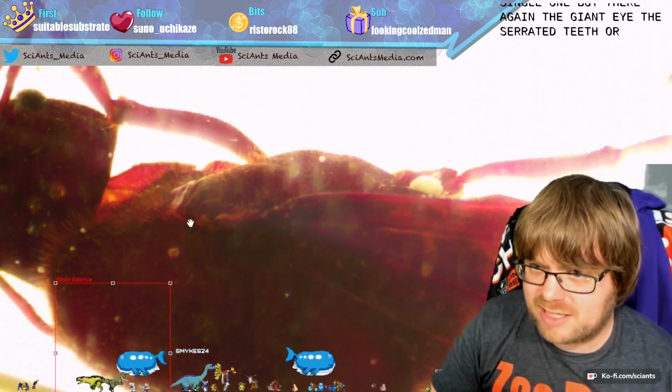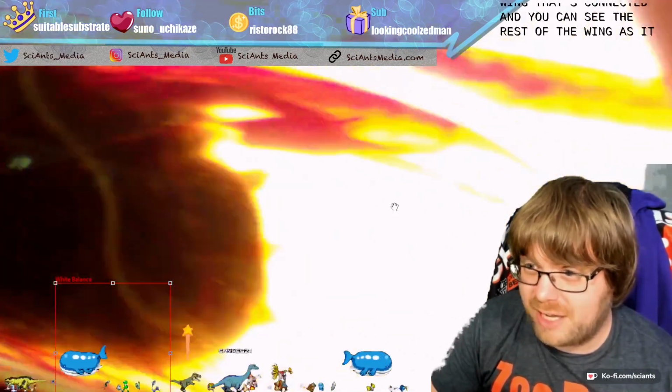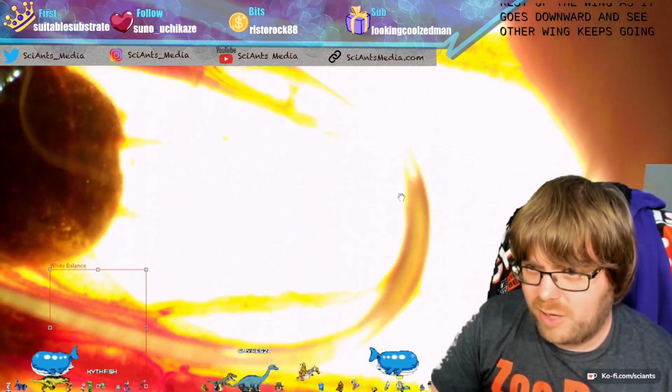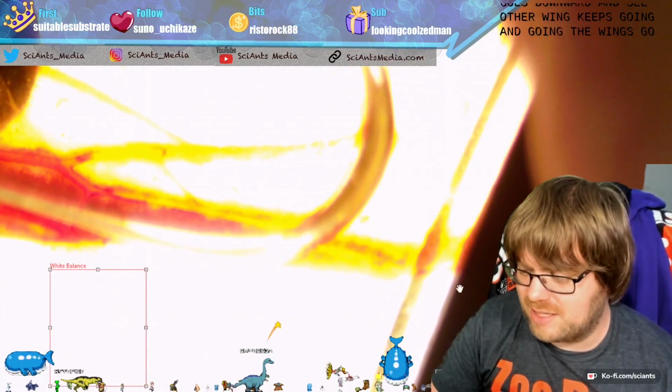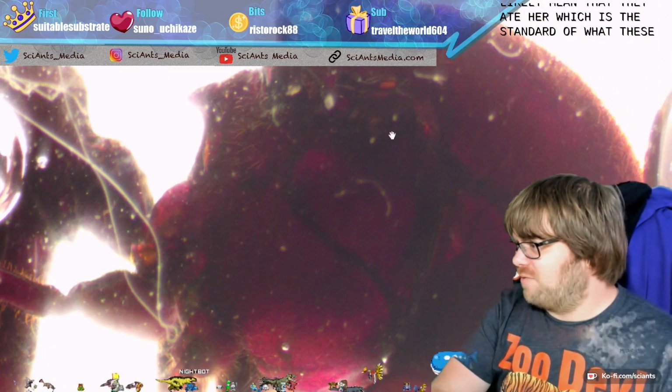Here is the wing that's connected. And you can see the rest of the wing as it goes downward. And see how the wing keeps going and going? The wings go a pretty far distance. It's at the end of the vial. I don't know. It's massive, right? We also have, we're going to look at it closely.